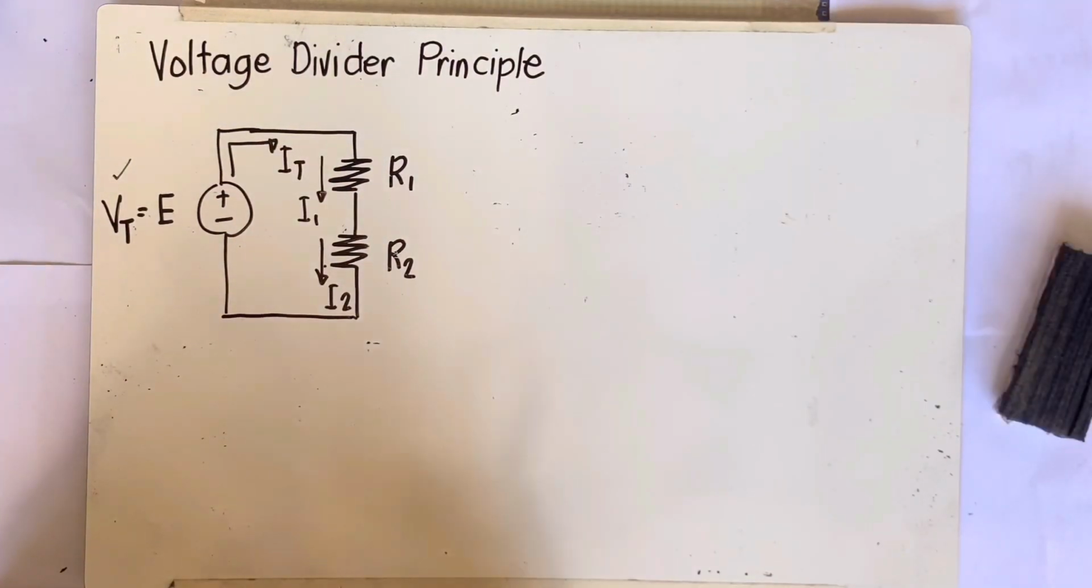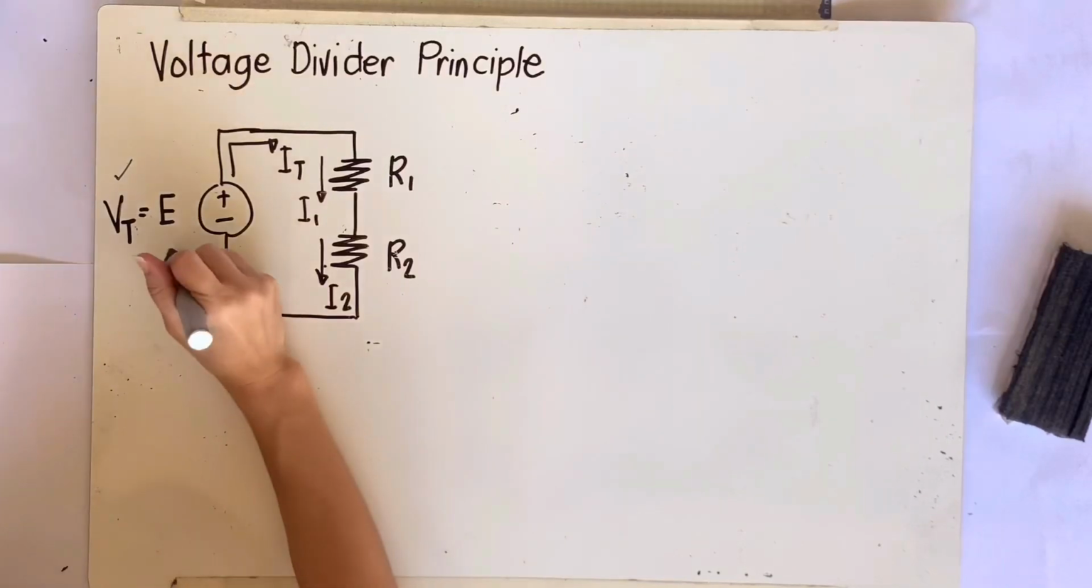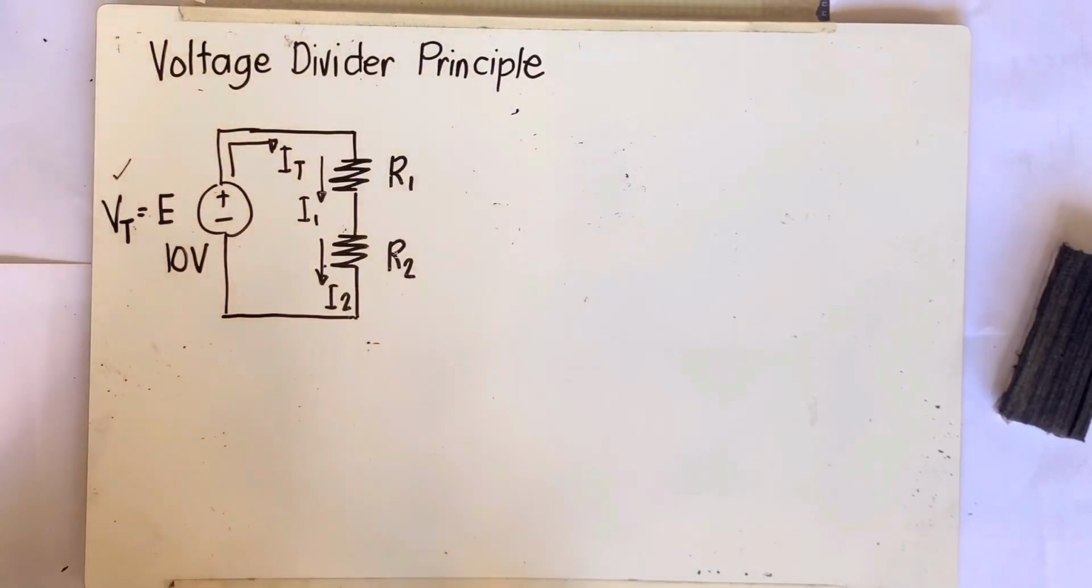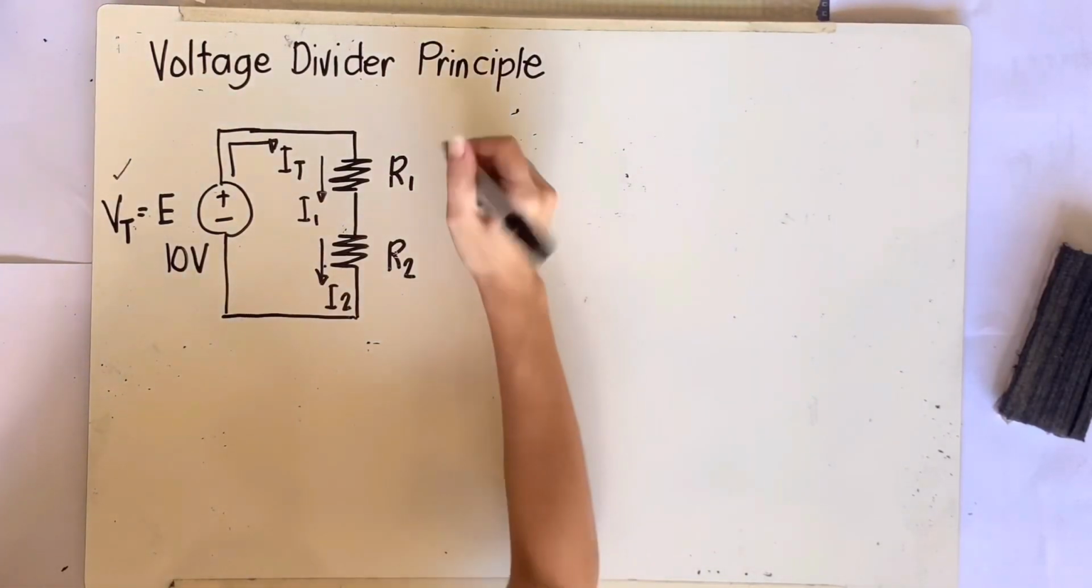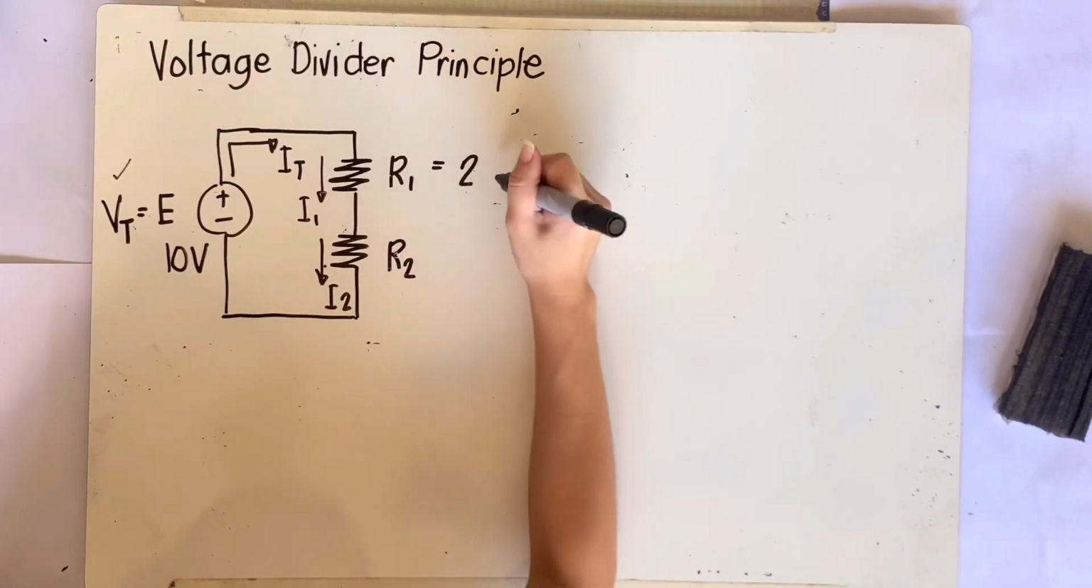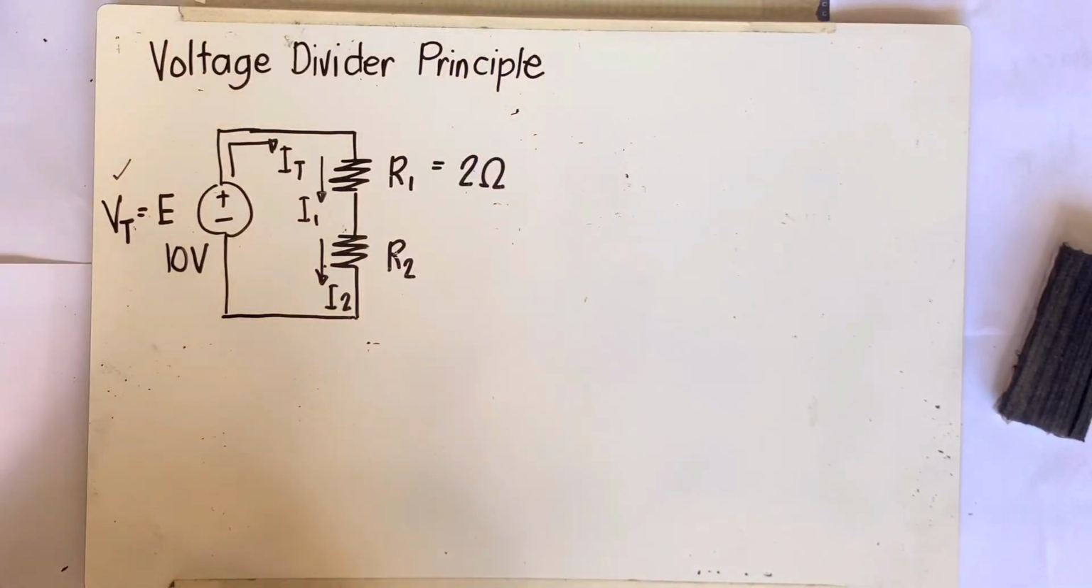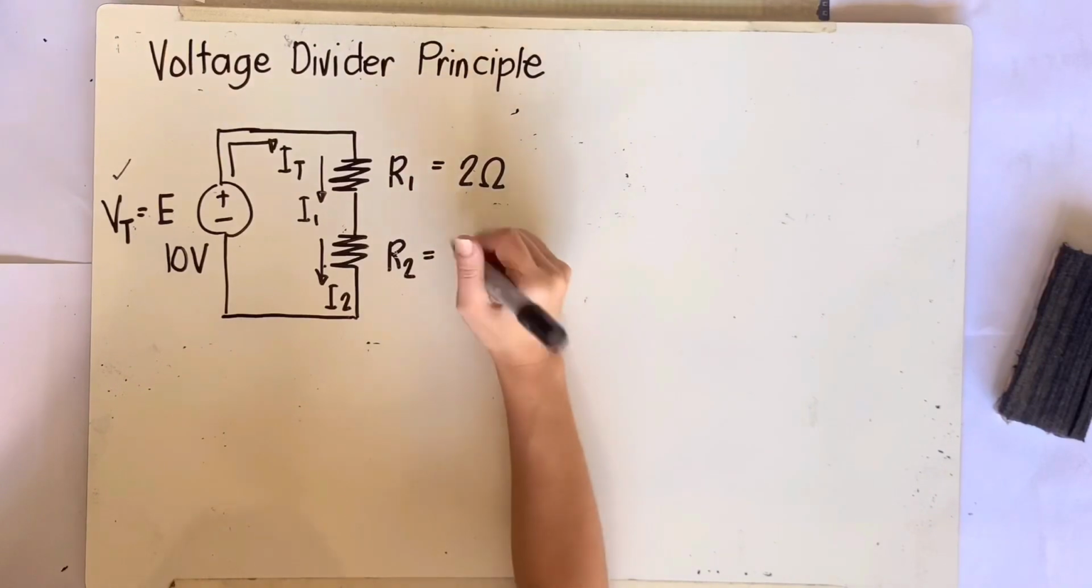Let's learn to apply VDP on a simple example. So let's say we have a 10 volt source. And then let's say this is a 2 ohm resistance. And the other one is a 3 ohm resistance.